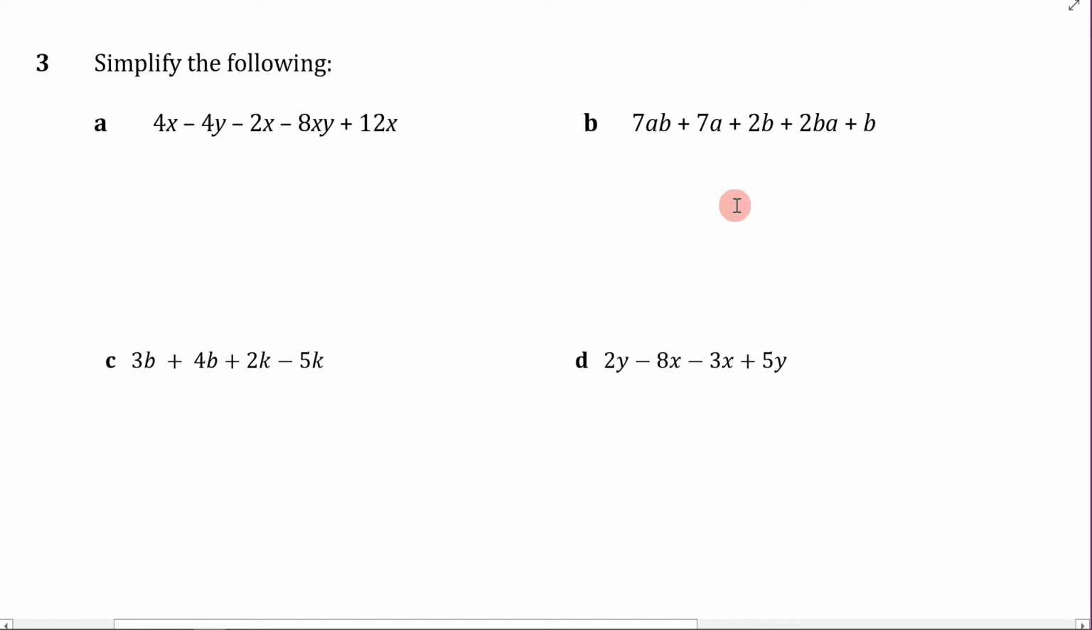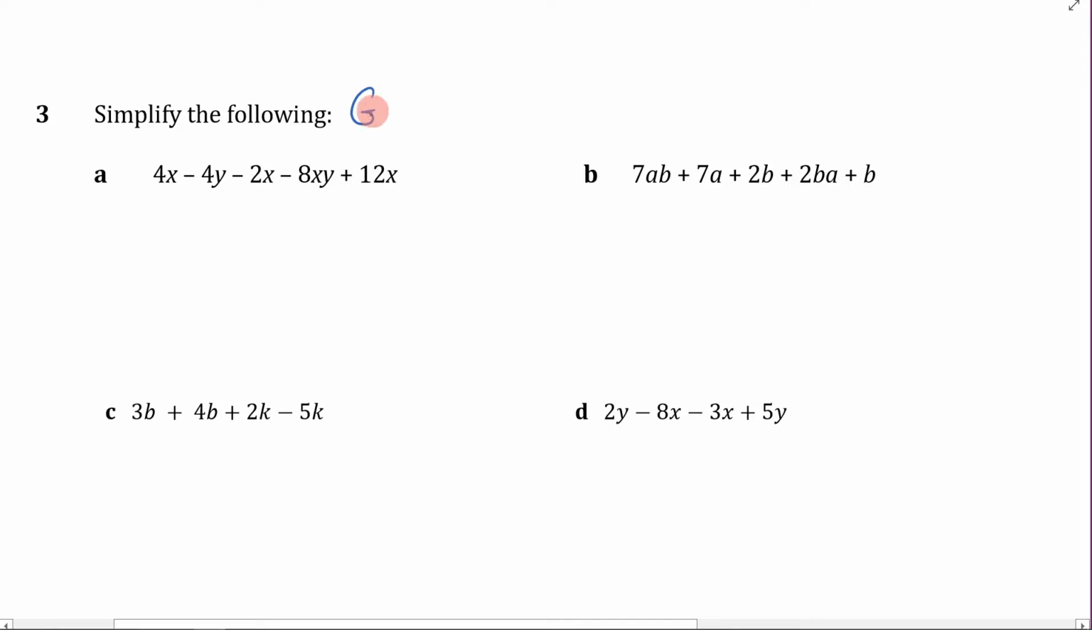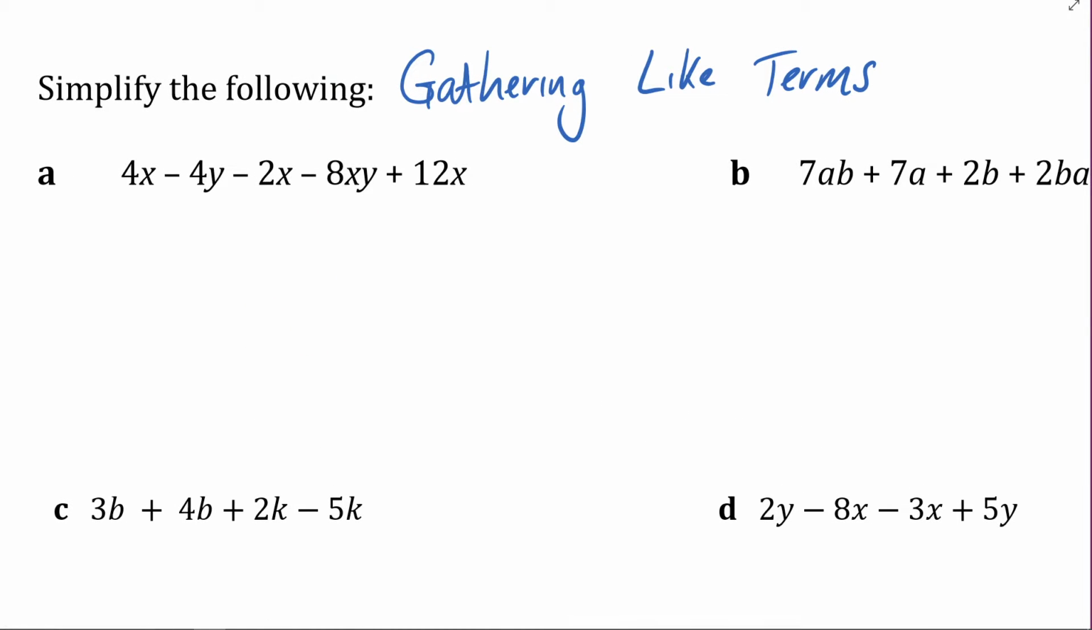Simplify the following. Okay, now this is gathering like terms. So you need to know that now you're gathering like terms. Okay, how do we do this? So you want to look for the things that are like. So for instance, 4x, negative 2x, and 12x are all like terms, so they can all be joined together. What is 4x minus 2x? Well, 4x minus 2x is going to be 2x plus 12x is going to be 14x. So this is going to become 14x.